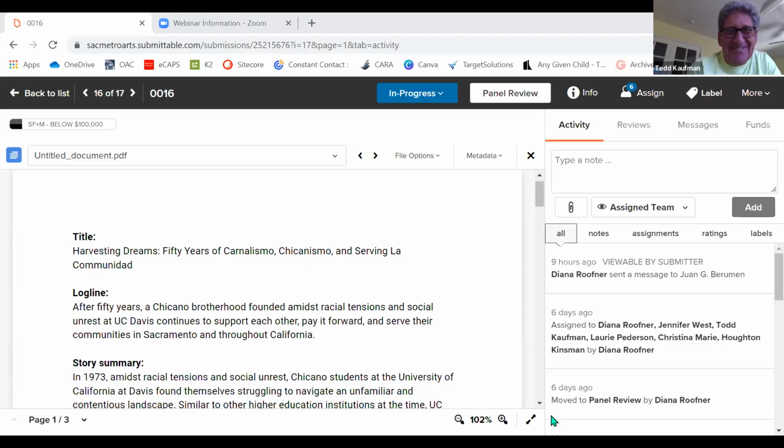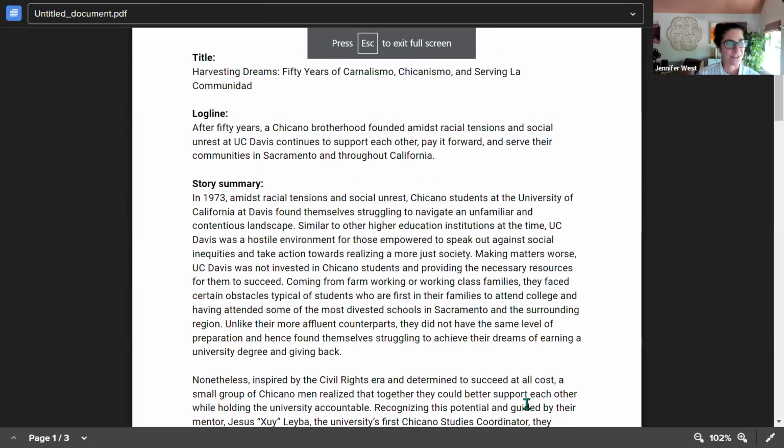Where are we? We are on number 16. Todd. No, 15. No, 15 was declined. It was a duplicate, so I just declined it. Oh, never mind. We're on 16 now. We can talk about 15. It's almost identical to number 16, which is the same person.